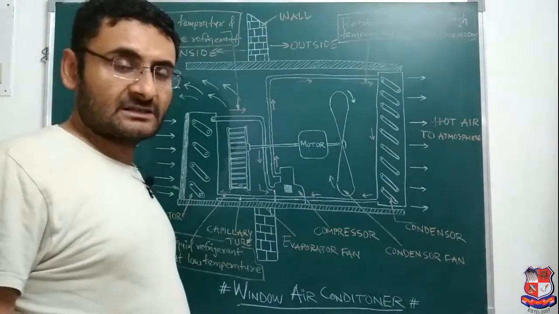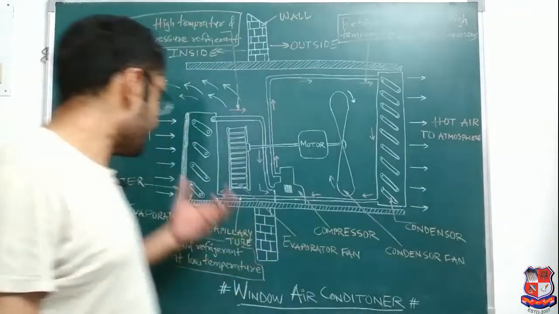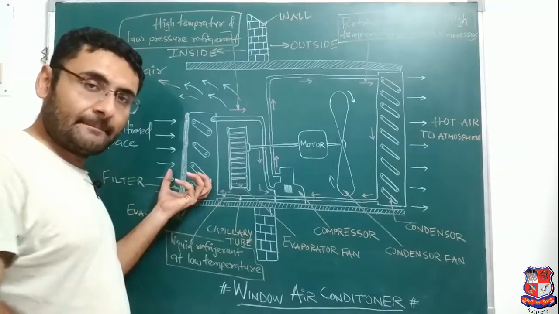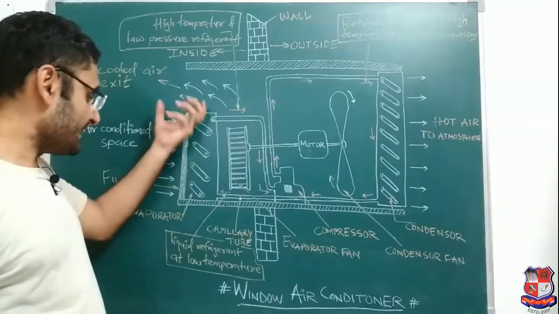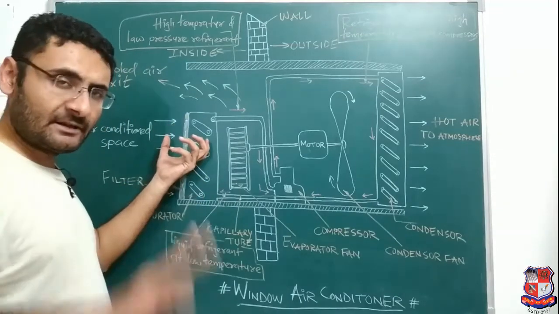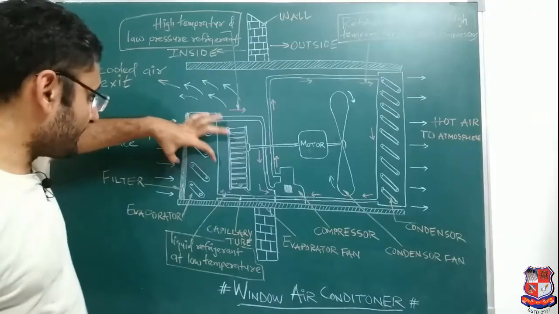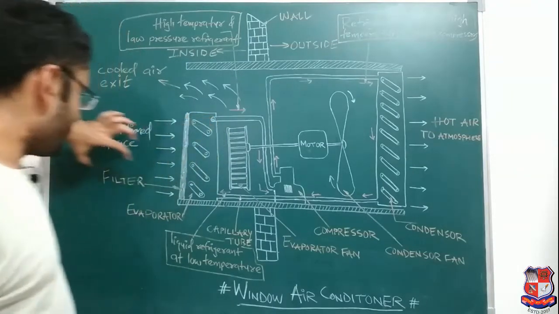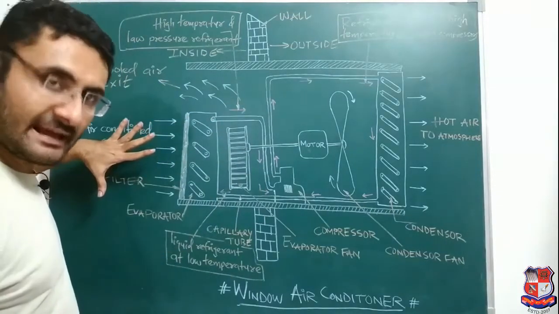Now we will start with the working principle. In the working principle, initially in the evaporator, low temperature refrigerant is present and low pressure refrigerant is present. Forget about the pressure, pressure is low. Now in the evaporator, low temperature refrigerant is present. And over here, that is a room. Inside of that room, high temperature air is present.